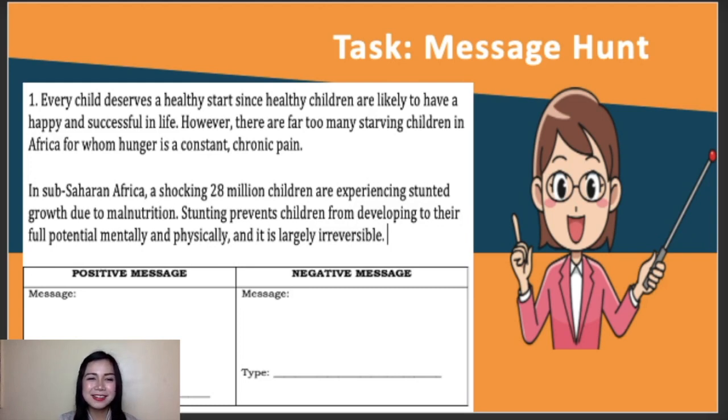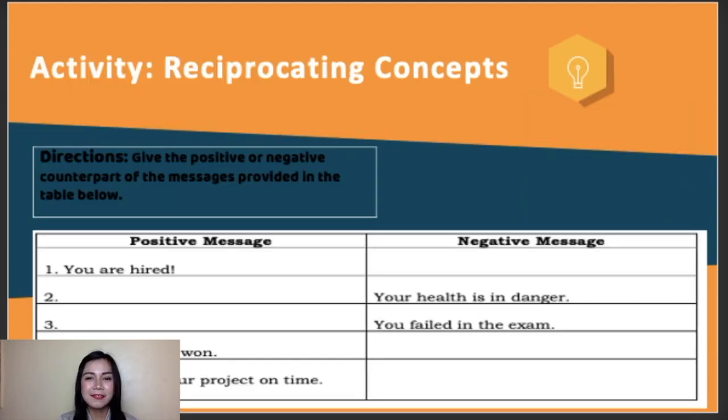So, you already understood our topic. Now, let's have reciprocating concepts. Let me read the direction. Give the positive or negative counterpart of the messages provided in the table below.